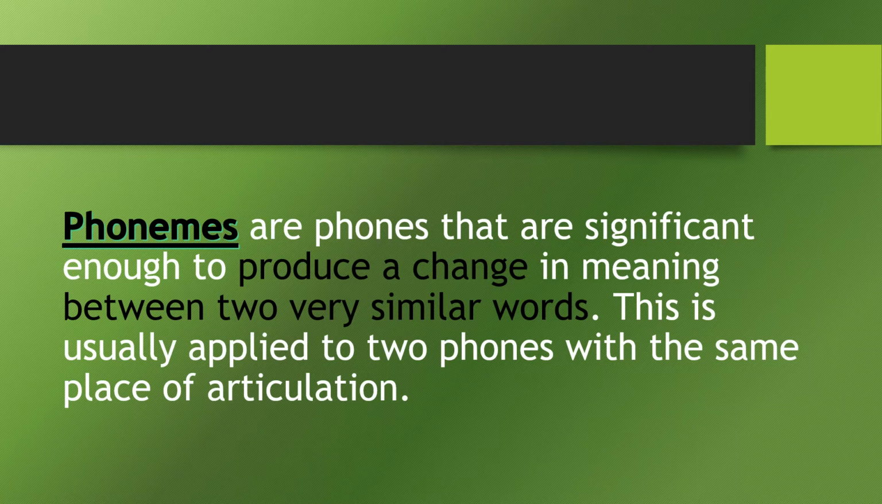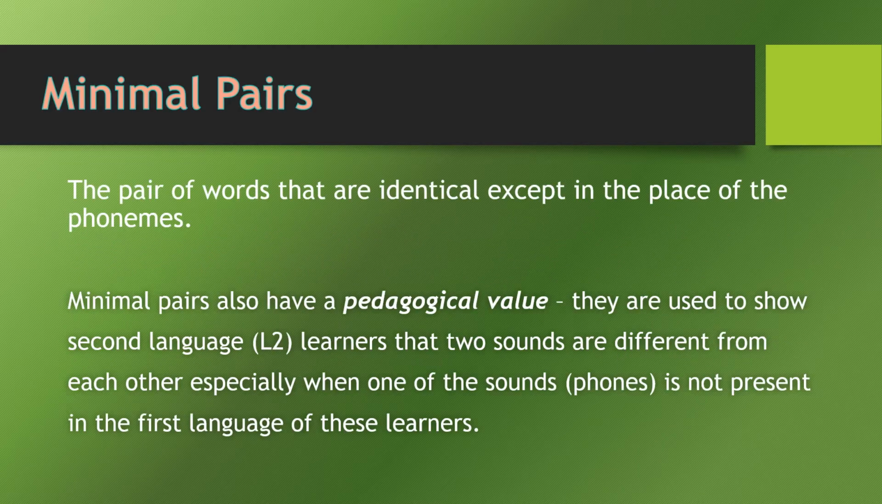Phonemes are phones that are significant enough to produce a change in meaning between two very similar words. This is usually applied to two phones with the same place of articulation. Notice that the pairs of words in the previous slide are identical except in the place where the phonemes are placed. We say then that phonemes produce contrast in identical environments. Minimal pairs are the pairs of words that are identical except in the place of the phonemes.